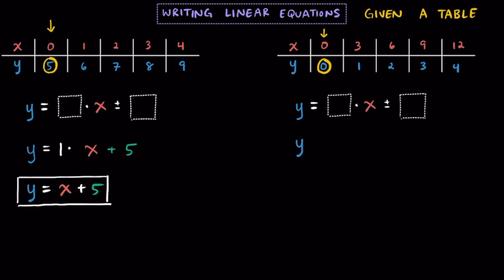So we're going to write y is equal to some number that's going to be multiplied by x. We don't know what that is yet. But then afterwards, we're going to go ahead and add 0. So based on that, we know we're not going to add any value.